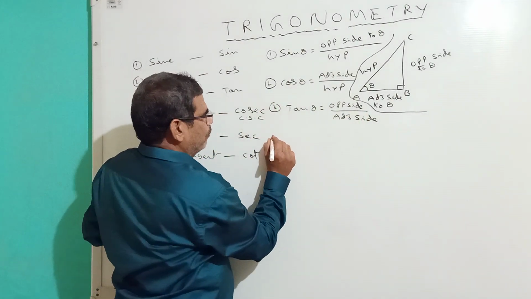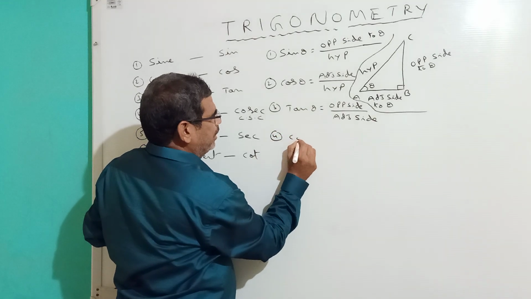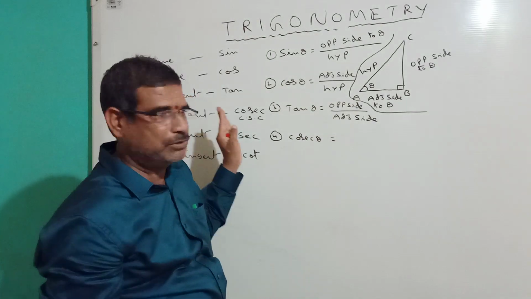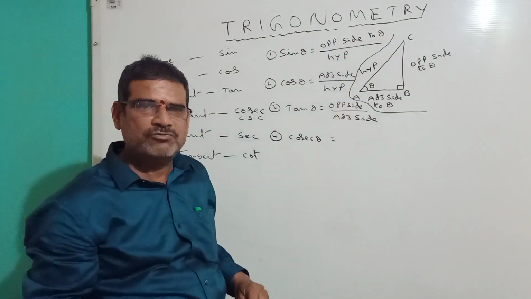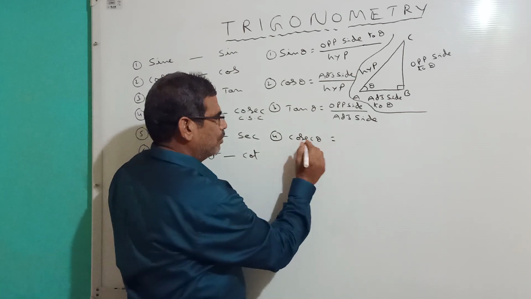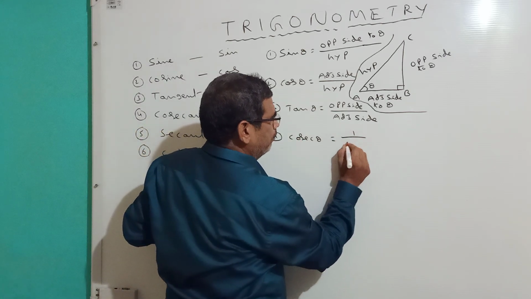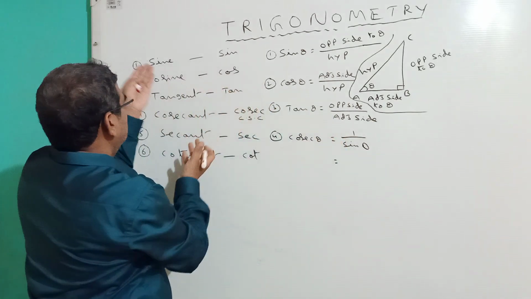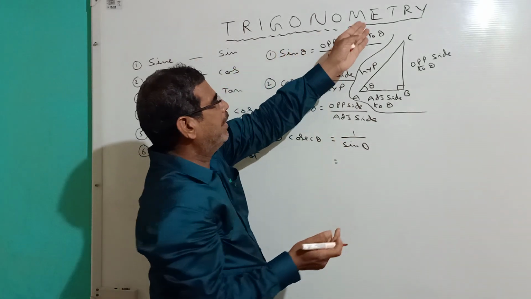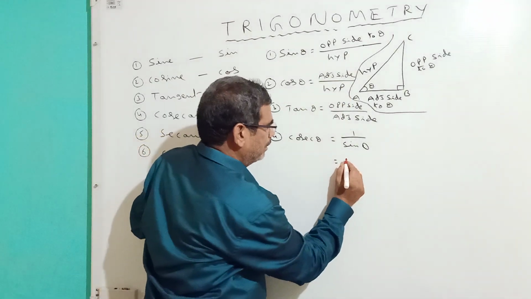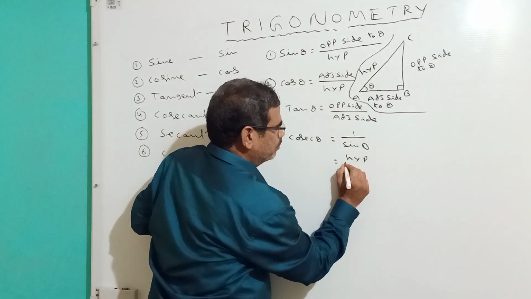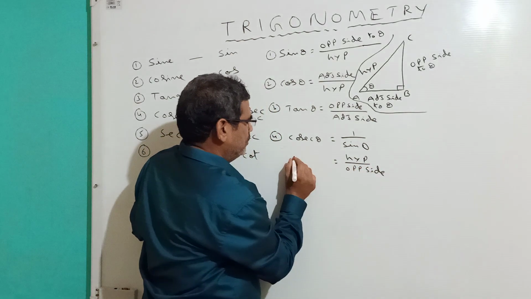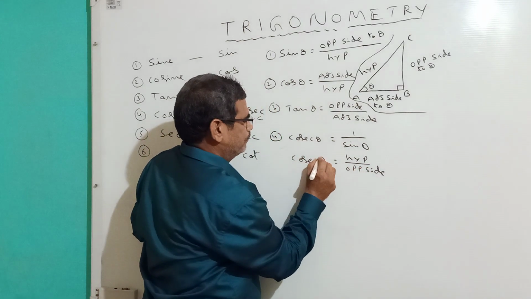Next, the fourth one, cosecant theta is equal to, as I already told you, the inverse of sin theta. Inverse means quite opposite. So cosecant theta is equal to 1 by sin theta. That is by reciprocating sin theta. What is sin theta? Opposite side by hypotenuse. Here it is hypotenuse by opposite side. This is cosecant theta.